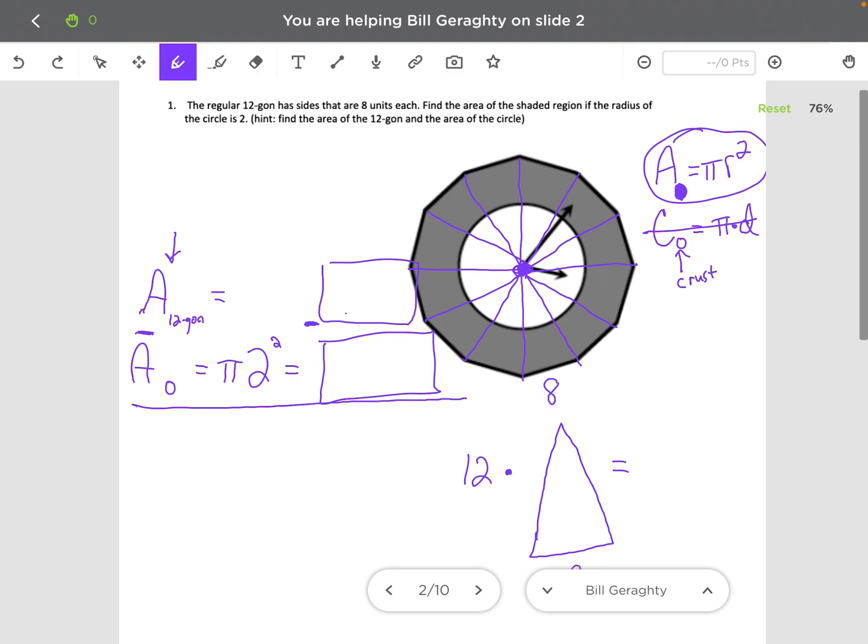So they told me that the radius, if you read the question, the radius of the circle is 2. So I went ahead and filled in pi 2 squared, and I'm just going to go ahead and do that. So use your pi button times 2 squared, and I'm getting 12.57. That's the area of the circle. So that represents the area of this, all shaded in right here.